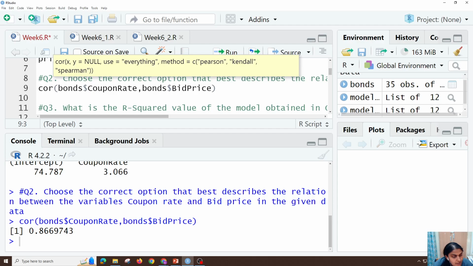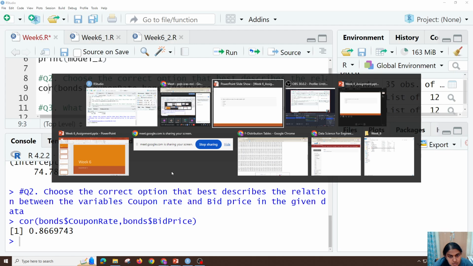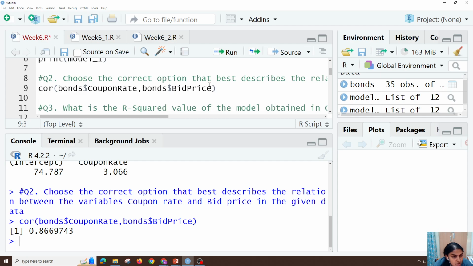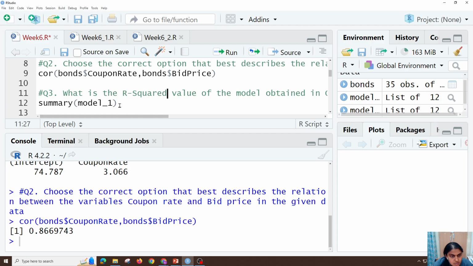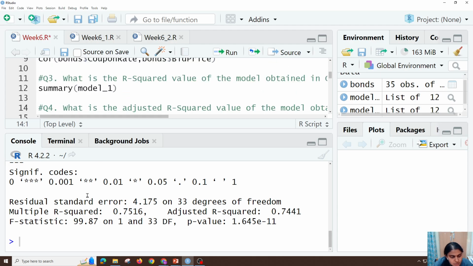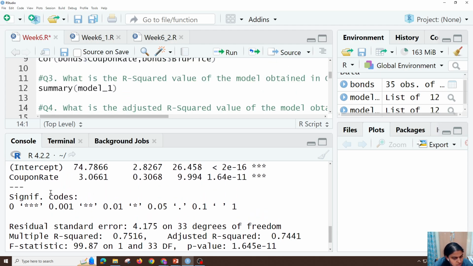Now the next one is: what is the R squared value of the model obtained in Q1? So we are asked for the R squared value of the model. We can get the R squared value in different ways. I'll just see the summary of model 1. The summary of model 1 will give you the R squared value as well as the adjusted R squared value.